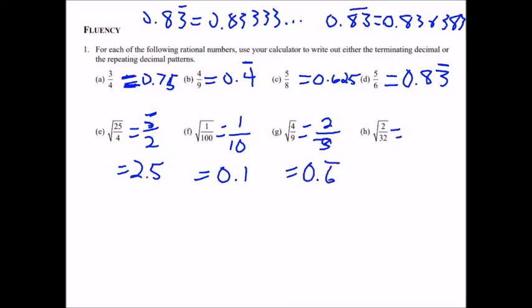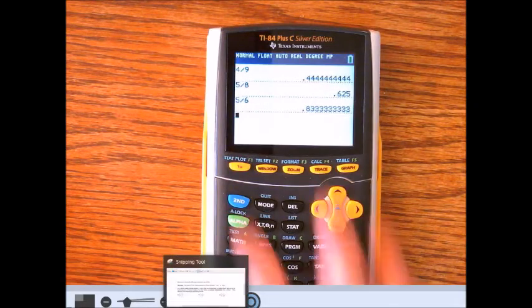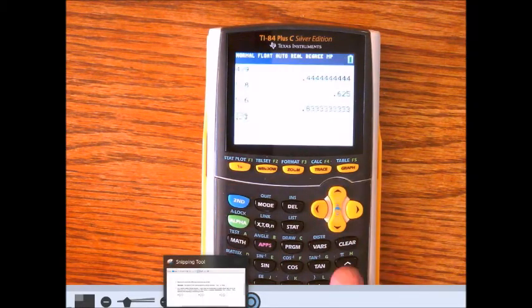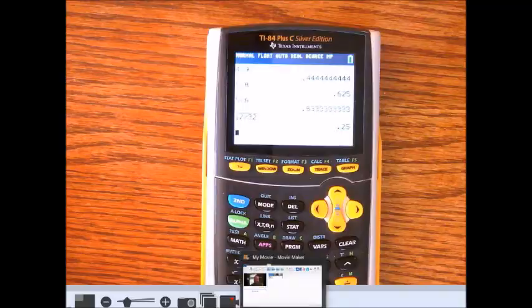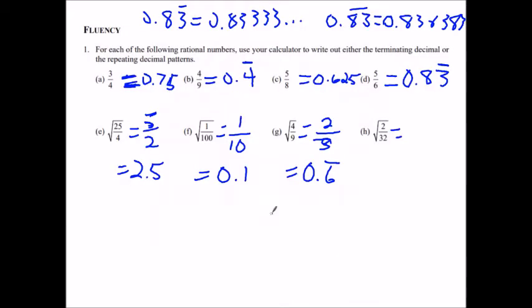And then the square root of 2 and the square root of 32, those aren't easy ones to do, so I'm just going to type all of that into my calculator. Square root of 2 divided by 32. Oh, 0.25. Look at that. Okay, moving on.